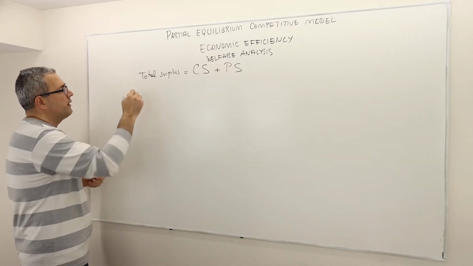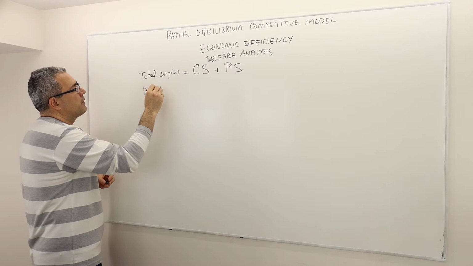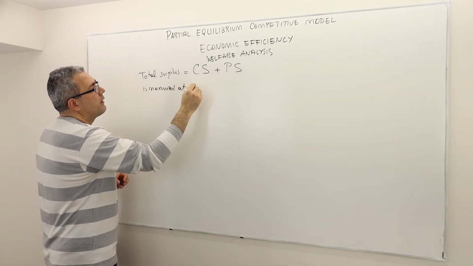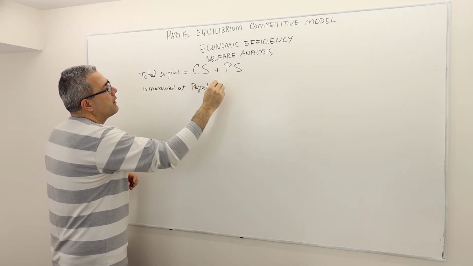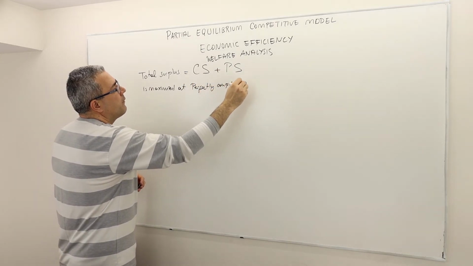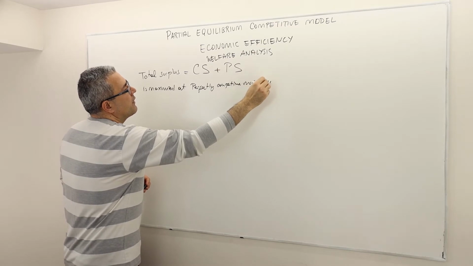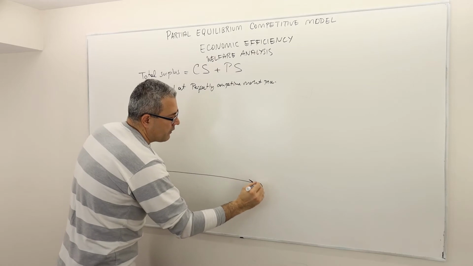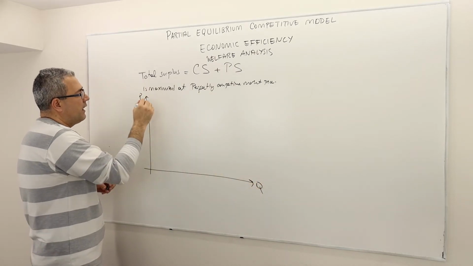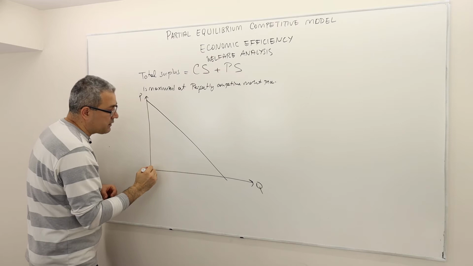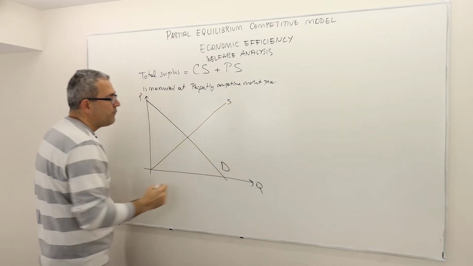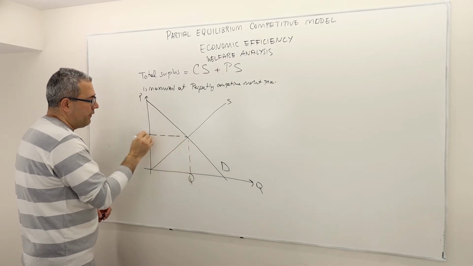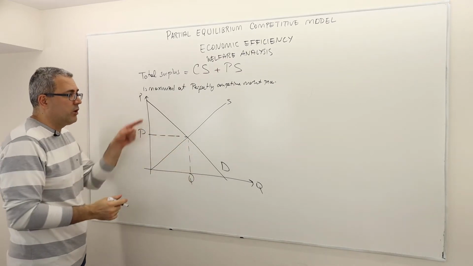Well, the total surplus is maximized at the perfectly competitive market price and output. Graphically, that basically means the following. So this is a Q versus P graph. Let's suppose this is the demand curve. Let's suppose this is the supply curve, all right? And so the perfectly competitive market quantity is this, and the perfectly competitive market price is this, where the supply and the demand are equal.